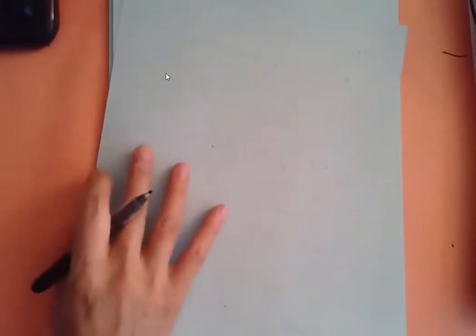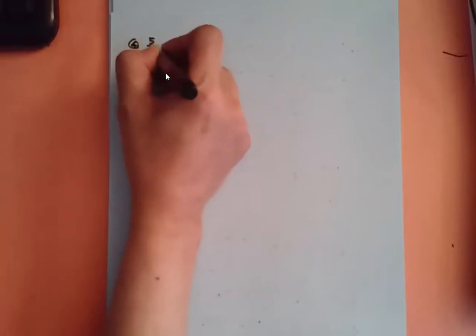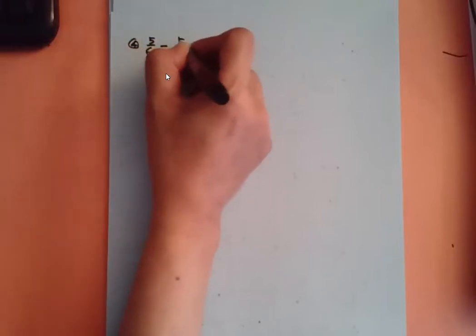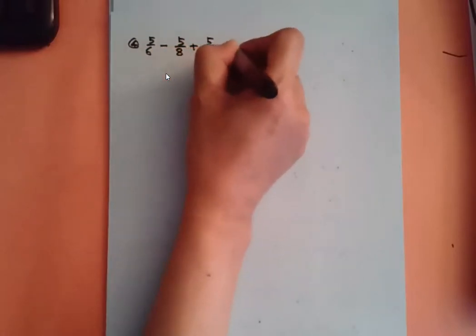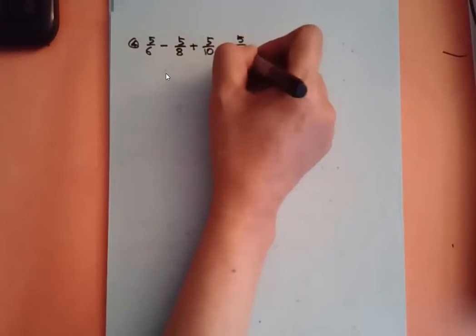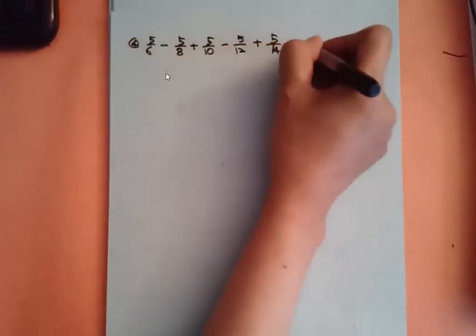Let's do the next problem. Next problem is 5 over 6 minus 5 over 8 plus 5 over 10 minus 5 over 12 plus 5 over 14 minus, and so on.